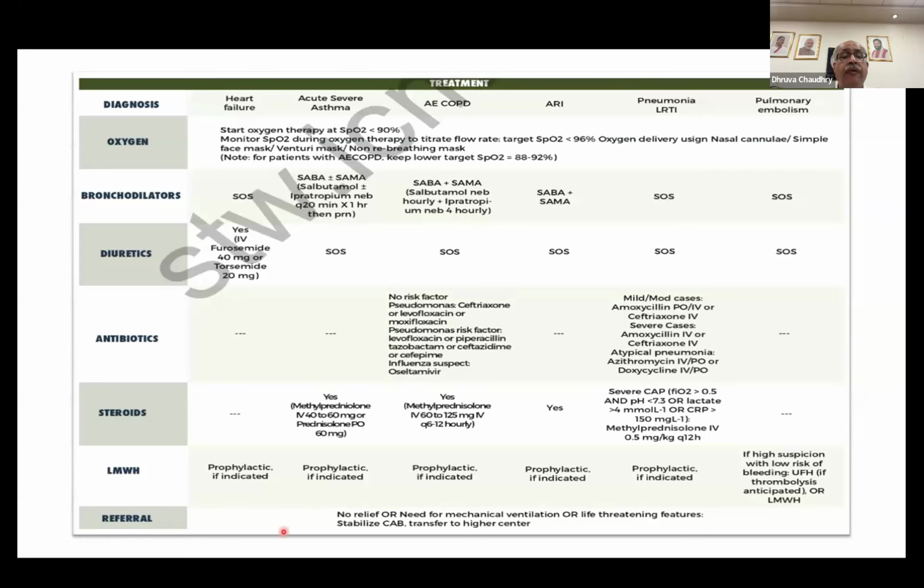As far as the referral is concerned, obviously, no relief or need for mechanical ventilation. Whenever you suspect the patient's not doing well, becoming drowsy, the rates are not settling down, that is the time when you will see these and send these patients for higher centers. With this, I finish off my slides. Thank you very much. These are the only 3 slides.